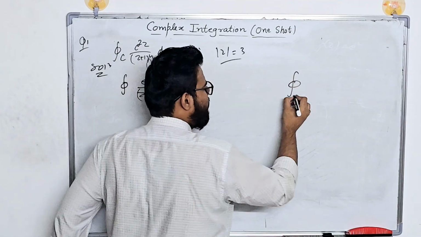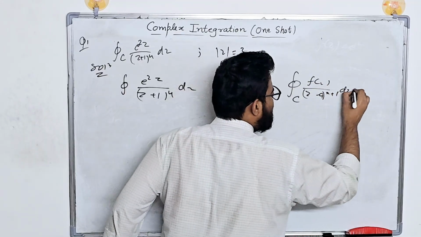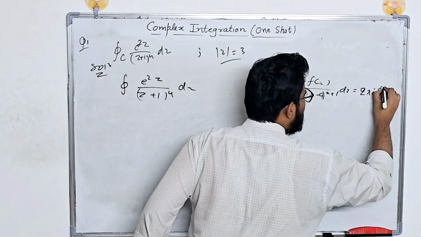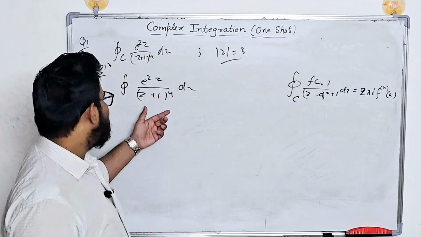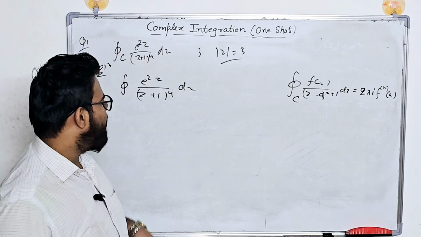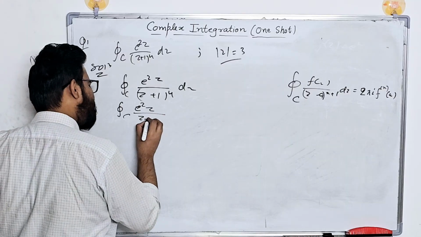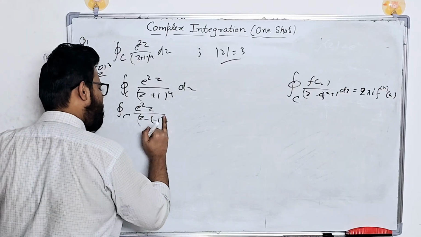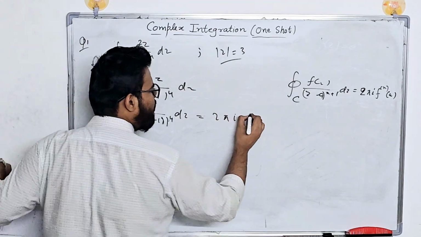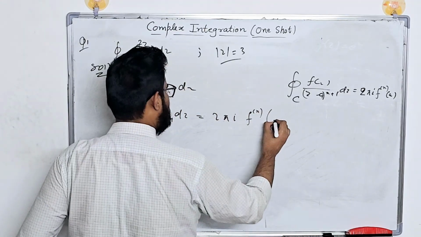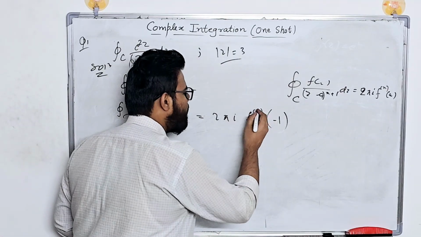If you remember this expression, the integral of f of z over (z minus a) raised to power n plus 1 dz is 2 pi i times the nth derivative of f at a, right? Correct? Okay. So now over here we have a power 4, hence we have the integral of e^(2z) over (z minus (minus 1)) raised to power 4 dz is equal to 2 pi i times the nth derivative of f at negative 1, right? So what is n over here? n is equal to 3, right?